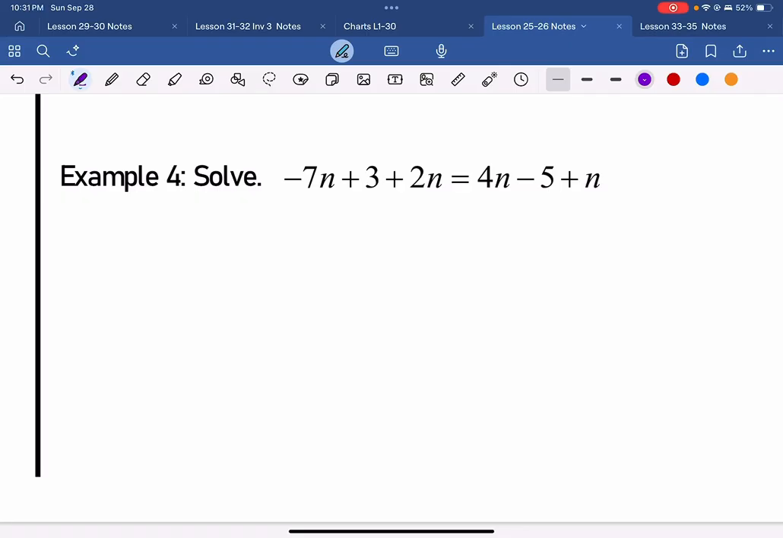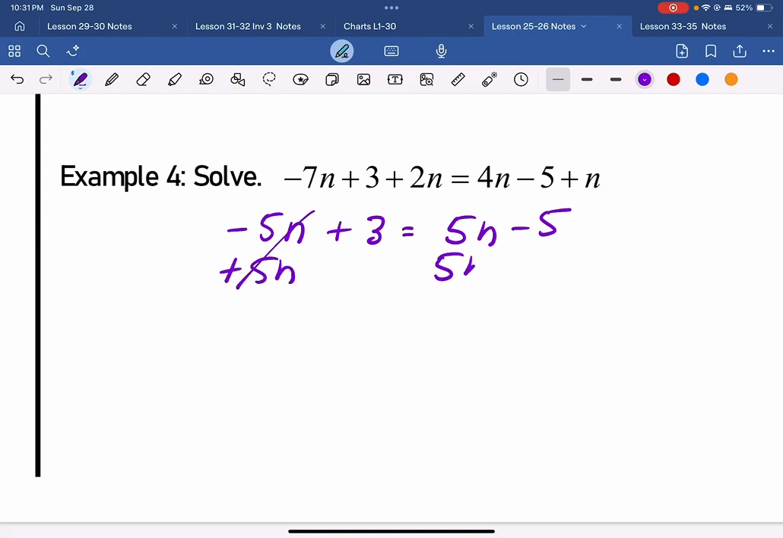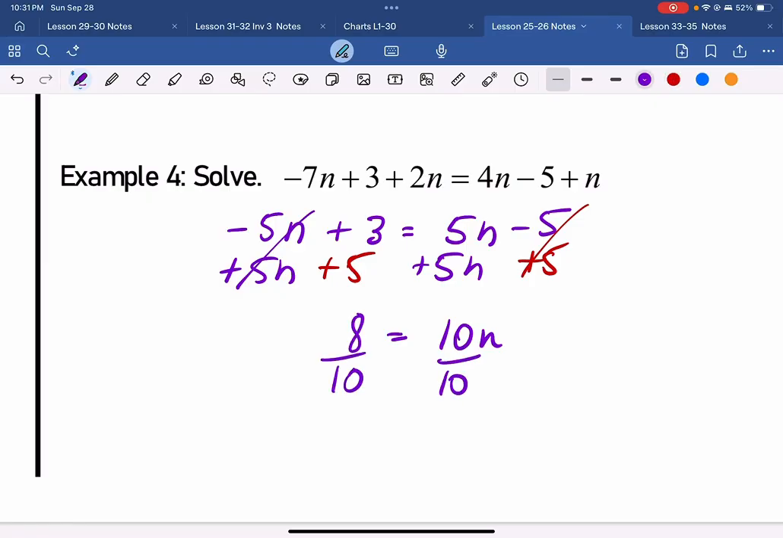Okay, example 4, we have a negative 5n plus 3 equals 5n minus 5. Then I'm going to add the 5n over here to be 10n, and I'm going to add the 5 over here to be 8. Divide by 10. So n is equal to 8/10, but we have to simplify, so we're going to write that as 4/5.